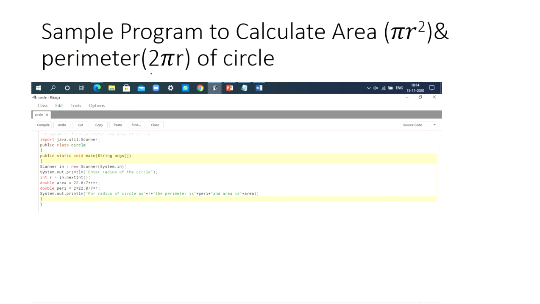Similarly for the perimeter, it is 2 pi r. Pi is there, and pi means 22 by 7. Then System.out.println("For radius of circle as " + r). Guys, what do you mean by this? Let me just zoom in and teach you.